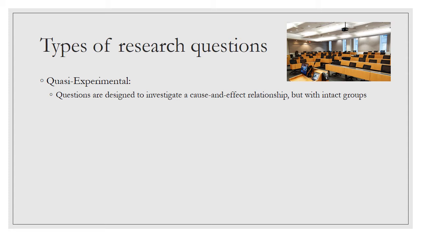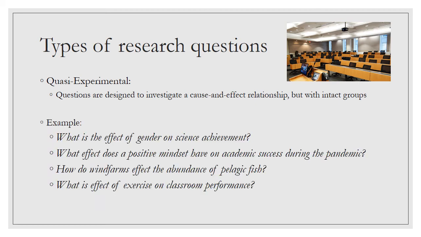Questions are designed here to investigate cause and effect relationships, but we have already intact groups. So think about students in the classroom. They're intact groups. We're not going to change those groups. We can set up a structure that looks like a cause and effect relationship, but we didn't get to control who was in which group. So control is really the main element between experimental and quasi-experimental designs.